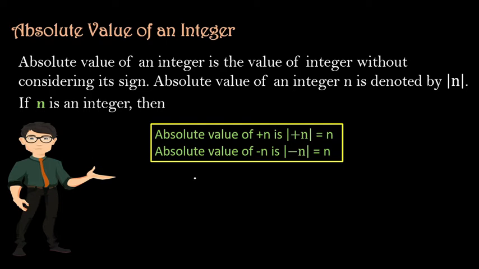Let's understand the absolute value of an integer by an example. Suppose if I'll ask you to find the absolute value of plus 56, you will write this plus 56 without sign. So the absolute value of plus 56 is 56. Now if I'll ask you to find the absolute value of negative integer, that is -1024, you will write this number without sign, that is 1024. So the absolute value of -1024 is 1024.